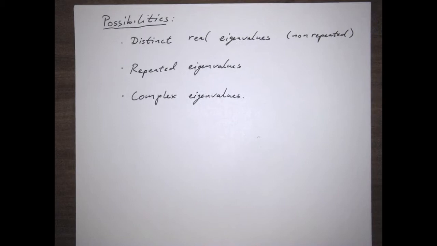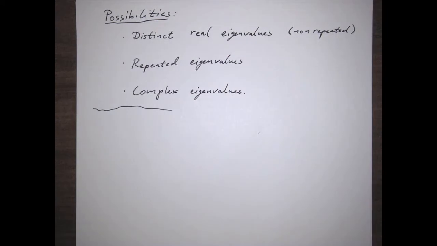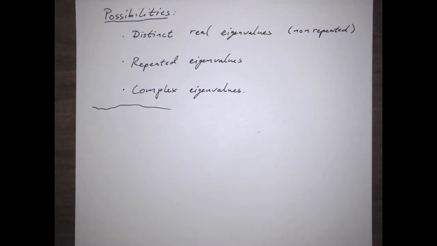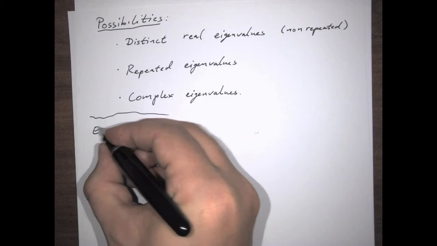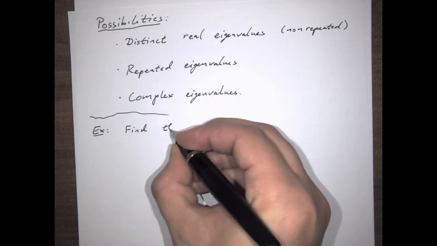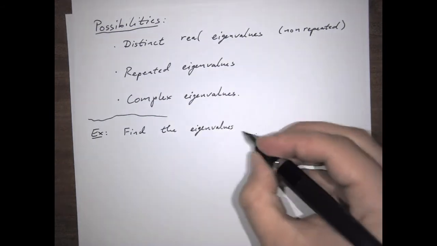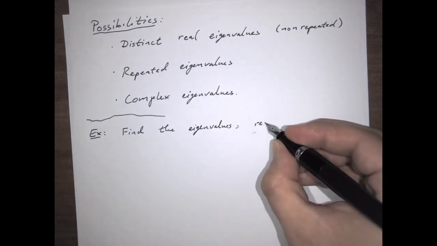Okay, so let's see some of these things all play out. We won't dwell too much on the actual implications of each of these scenarios. However, we'll look at that more in sections to come, particularly the next section. But let's just try our hand at some of these situations. So, example: find the eigenvalues, repeated according to multiplicity.